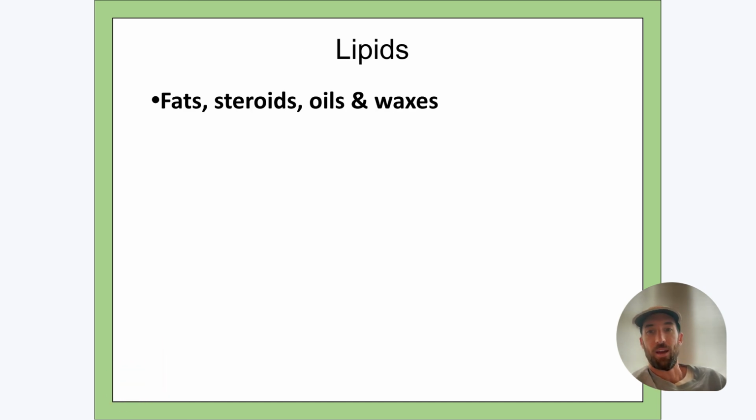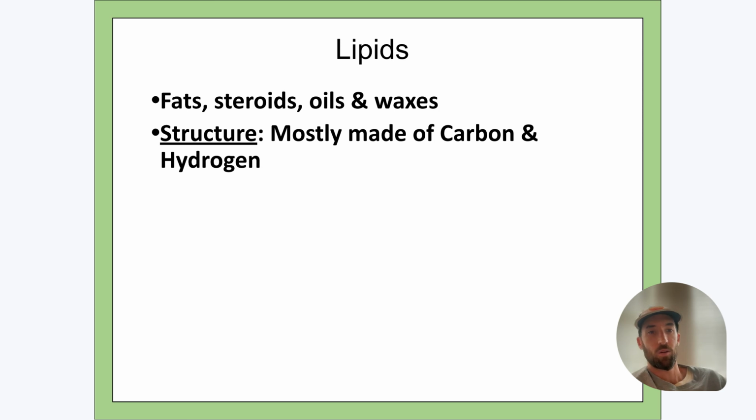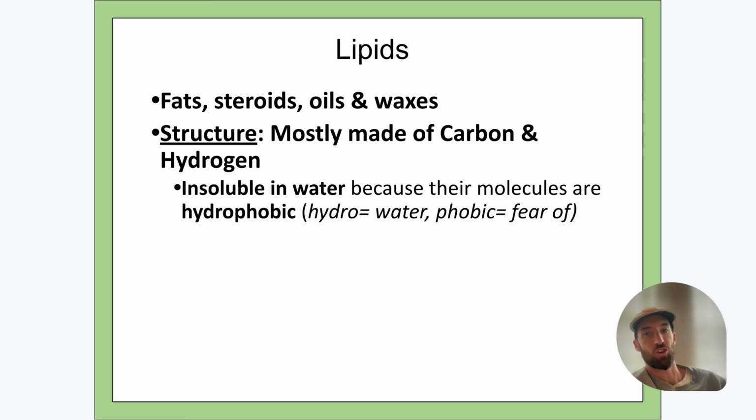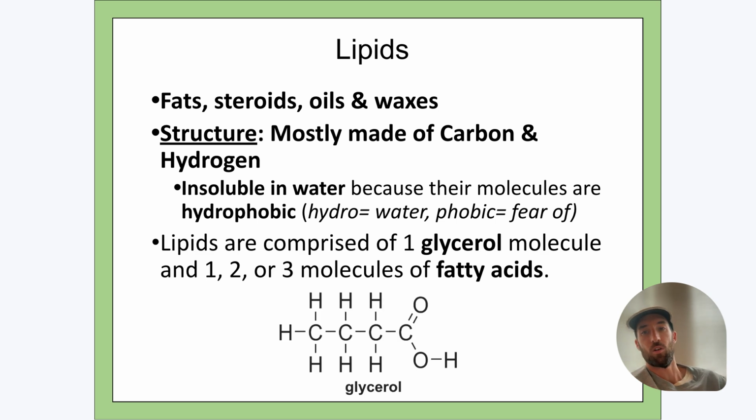Lipids include fats, oils, waxes, and steroids. Unlike carbs, lipids are mostly carbon and hydrogen. There's some oxygen in there as well, so they are made of carbon, hydrogen, and oxygen. They're hydrophobic, meaning they don't dissolve in water. They're afraid of water. They're built from glycerol and one or more fatty acids.